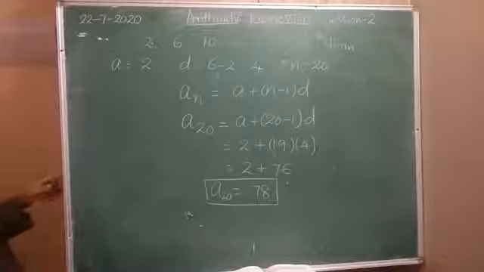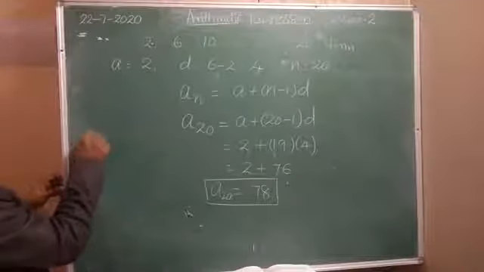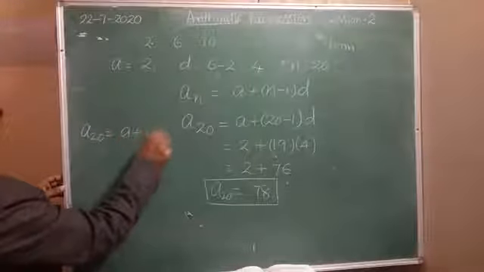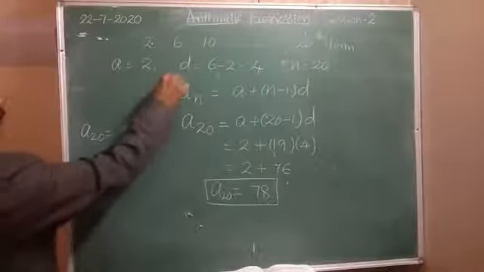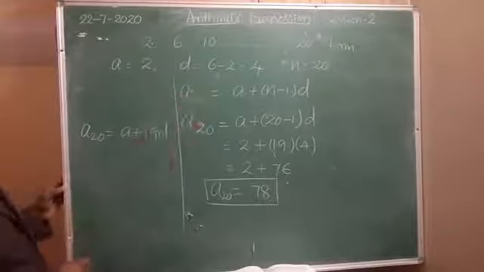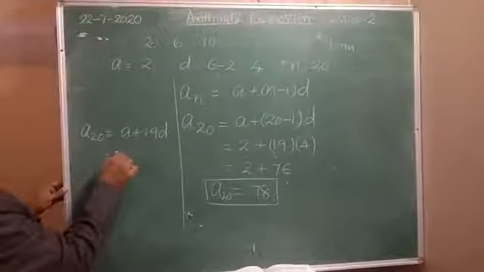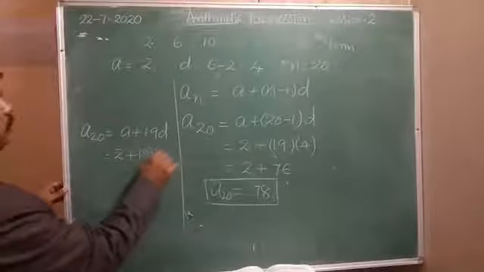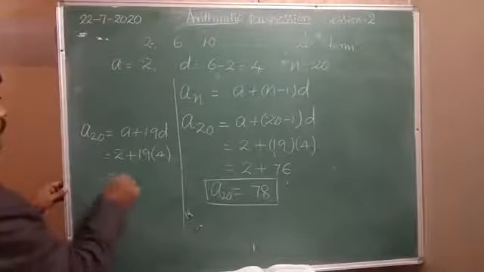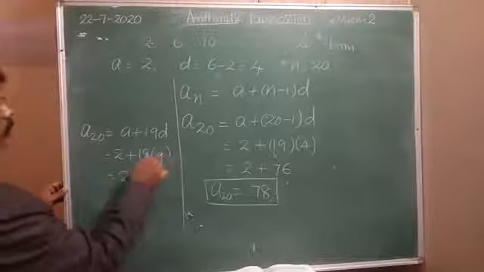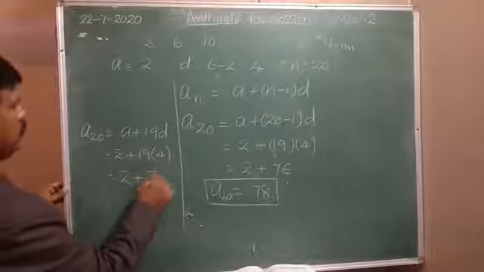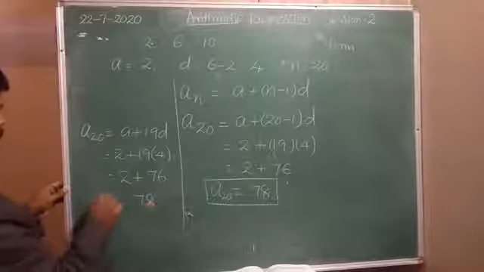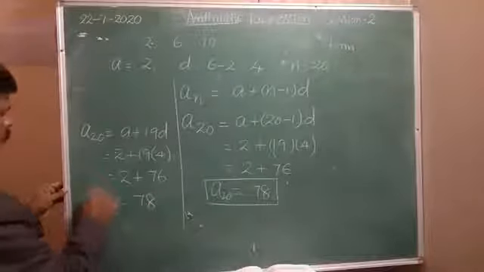Now you can use it like this also. A20, you know that this is A plus 19D, instead of using the formula directly. Then A is 2 plus 19 into D, which is 4. That is 2 plus 19 fours are 76, plus 2, 78. We can use this also.